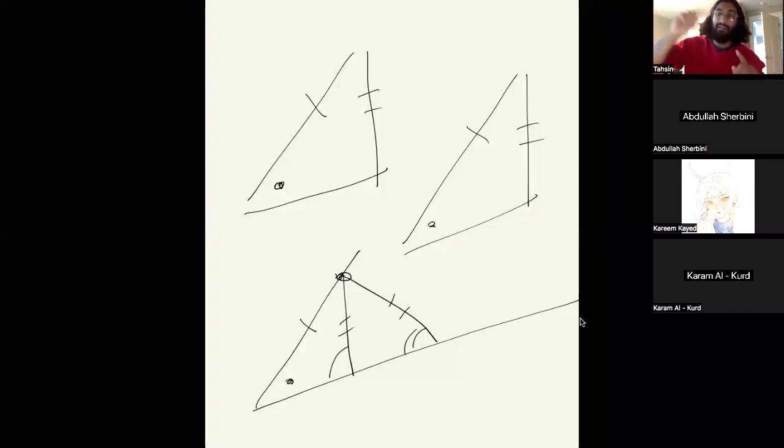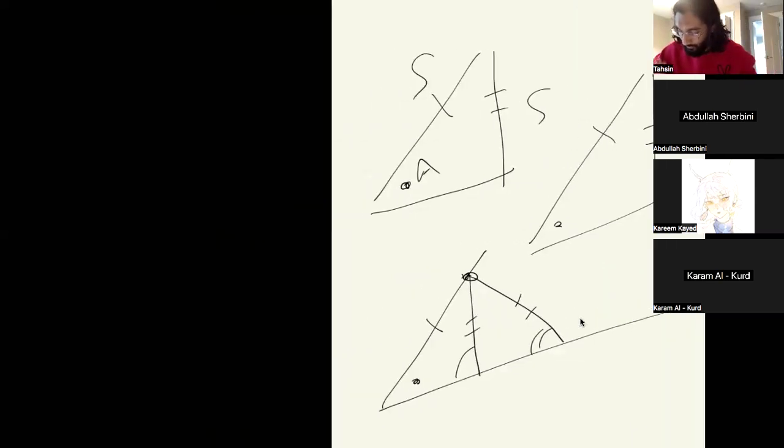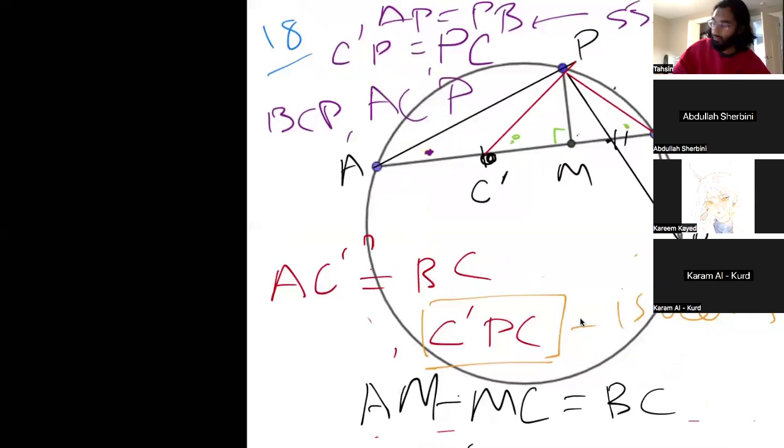So if I have SSA, you cannot immediately conclude that the two triangles are congruent. You need to make an argument about whether the remaining angle is acute or obtuse. So that's actually exactly the situation here. So yeah, you need to make an argument whether the angle is acute or obtuse.